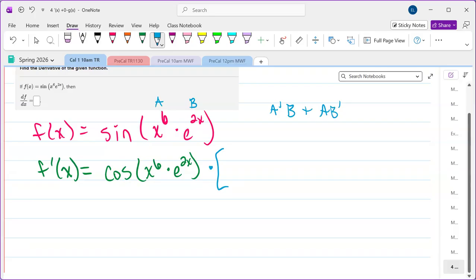So my x to the sixth, derivative of that is going to be 6 x to the fifth times, I keep b the same, so e to the 2x, plus, now I keep x to the sixth the same, times the derivative of e to the 2x. Well, the derivative of e to the something is e to the something. But then our something isn't just an x, so we're going to do the derivative of the something. The derivative of 2x is just 2.